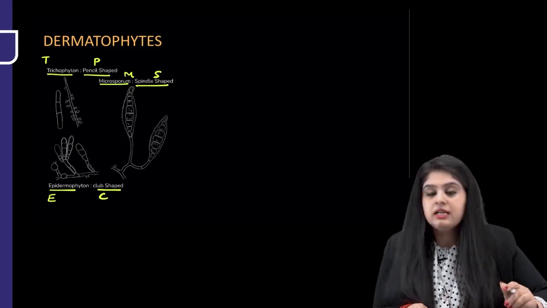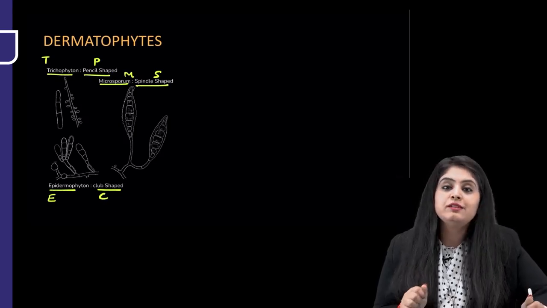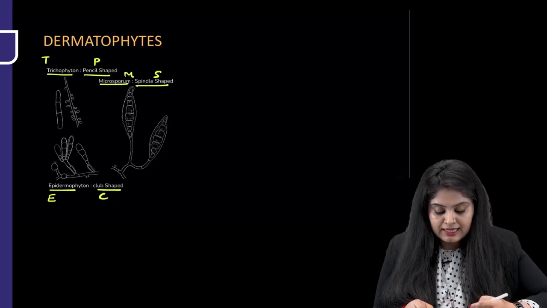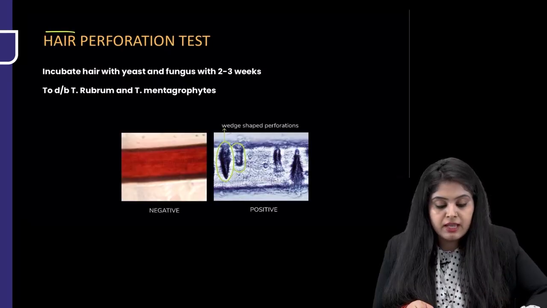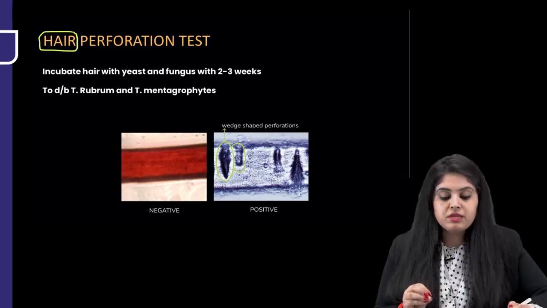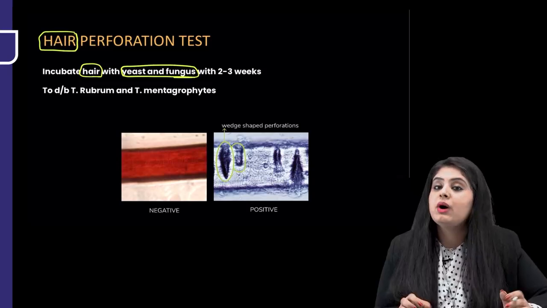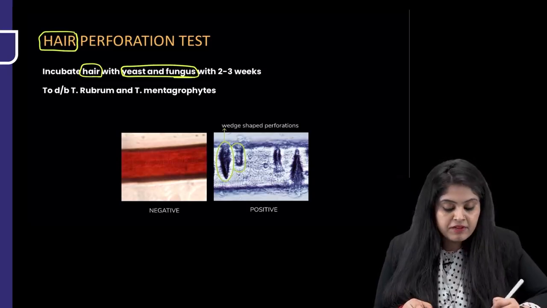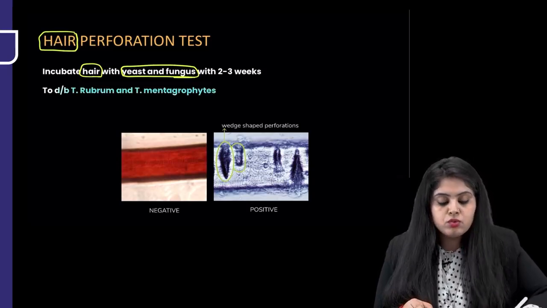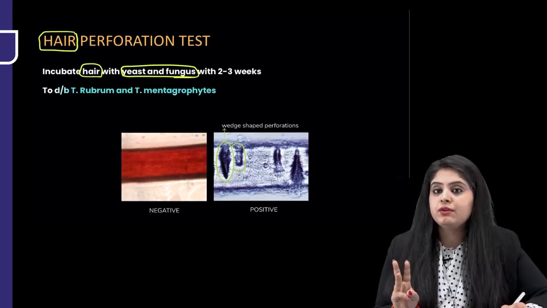Okay, all said and done. Now I'm going to tell you a particular test which is very important, if you are targeting a little extra marks out there. And that is particularly done for hair. This is a hair perforation test. So the sample that you're going to take from the patient is obviously going to be the hair, and you're going to incubate it with the fungus. Now, firstly, why do I want to do this test? Whenever I want to differentiate between two trichophytons, one is trichophyton rubrum and one is trichophyton mentagrophytes.